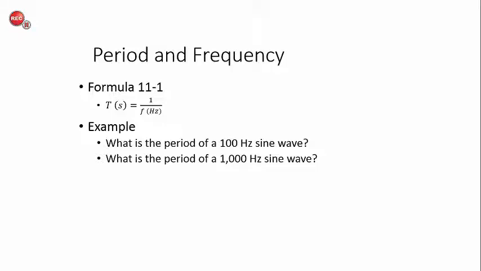And so in these examples, what is the period of a sine wave that has 100 hertz as its frequency? And so to find the period, we take 1 divided by the frequency. 1 divided by 100 would be 0.01, or 10 milli, and so the period will be 10 milliseconds. What is the period of a 1000 hertz sine wave? And so again, 1 divided by the frequency, 1 divided by 1000 hertz is going to be 0.001 seconds, or 1 millisecond.